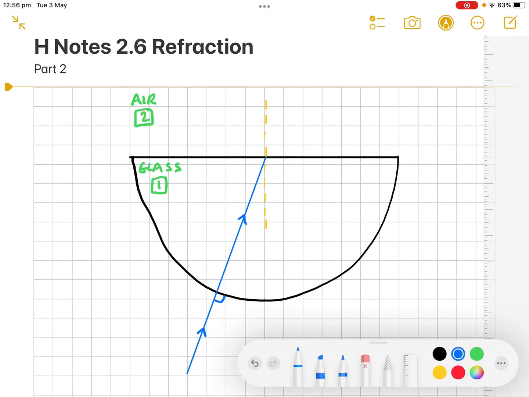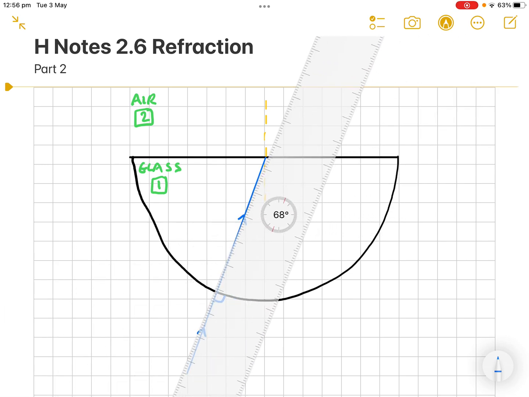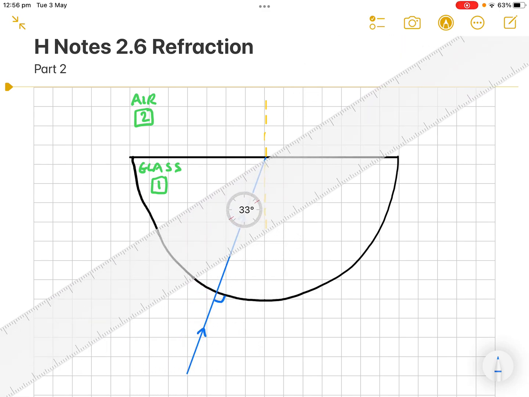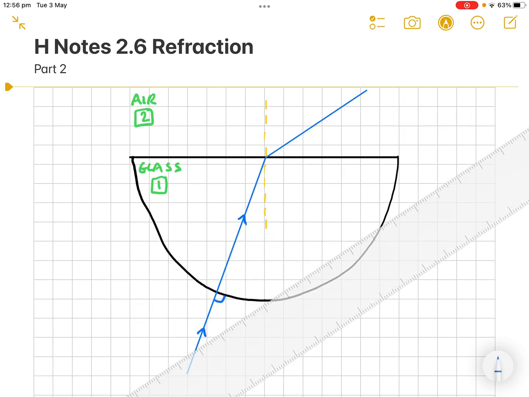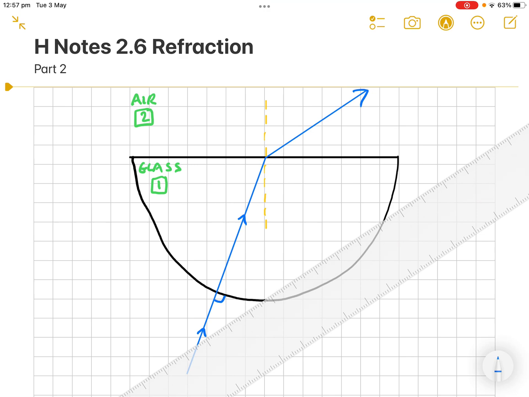So this ray then will be refracted out. There's the straight through position. Remember, when you move from glass into air, you bend away from the normal. So you'd expect something, perhaps, like that to happen. And there's our refracted ray.